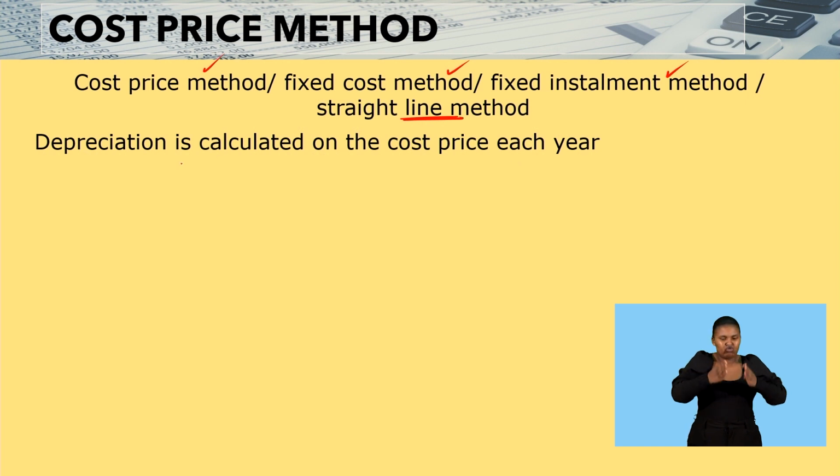With this method, depreciation is calculated on the cost price of the asset each year. So with this method, we consider the cost. What is the cost of the asset? And we use the cost to calculate depreciation.